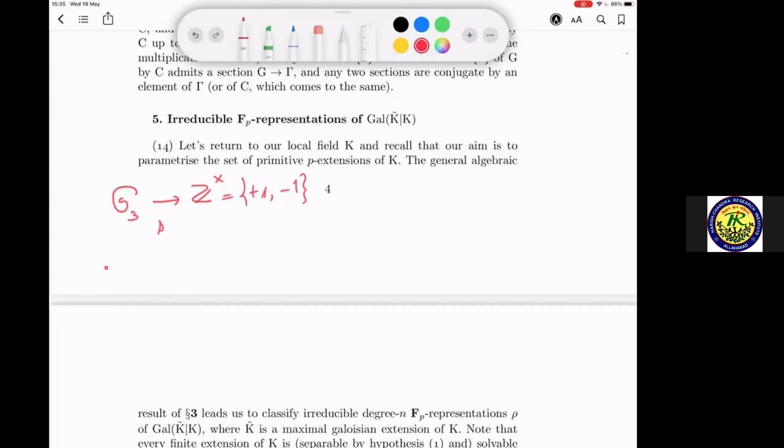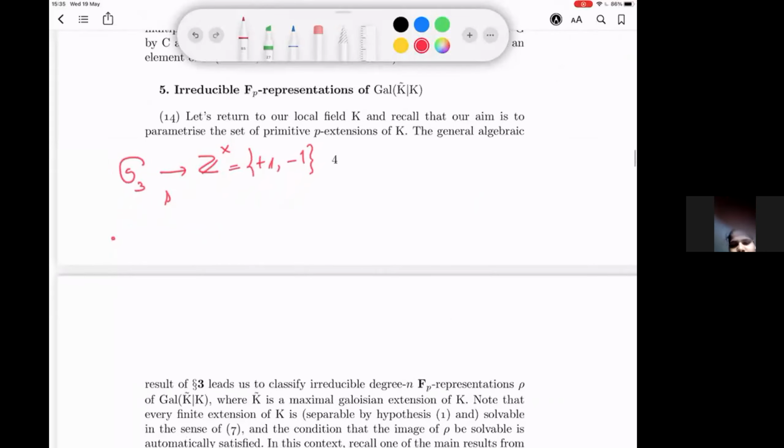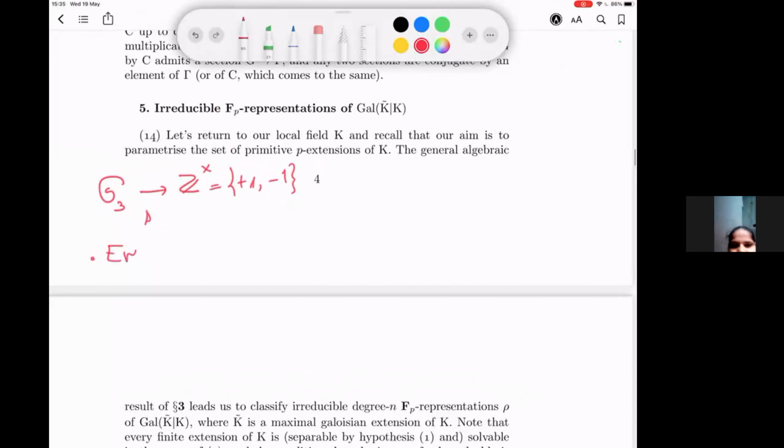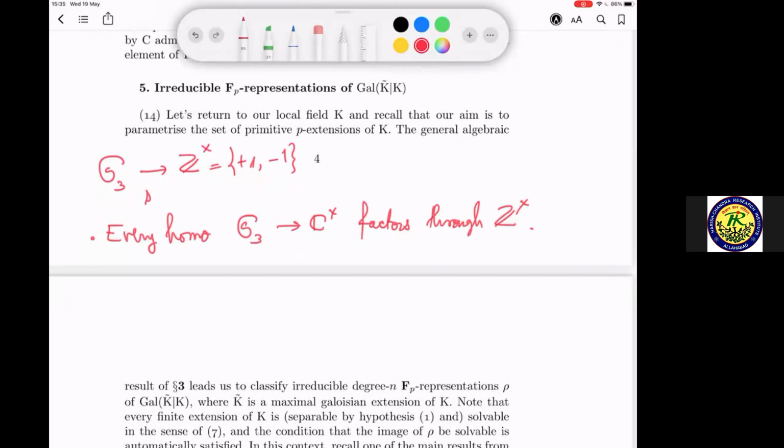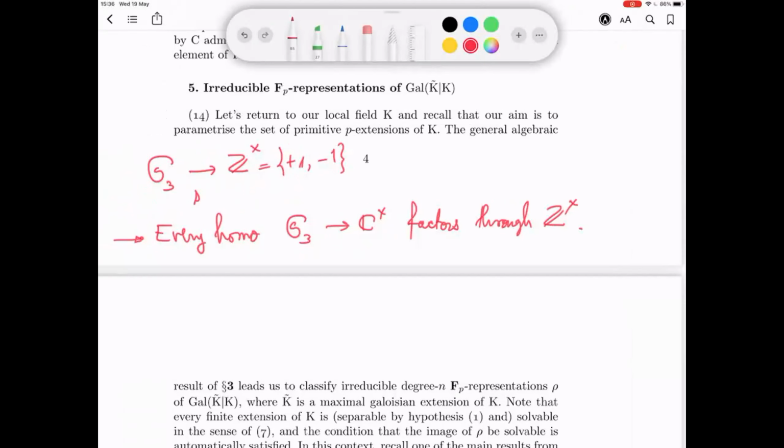And I can say the following, that every homomorphism from S3 to C star factors through Z star. What does that mean? First let's understand what it means. And once you have understood this, you'll see that it's obviously true.